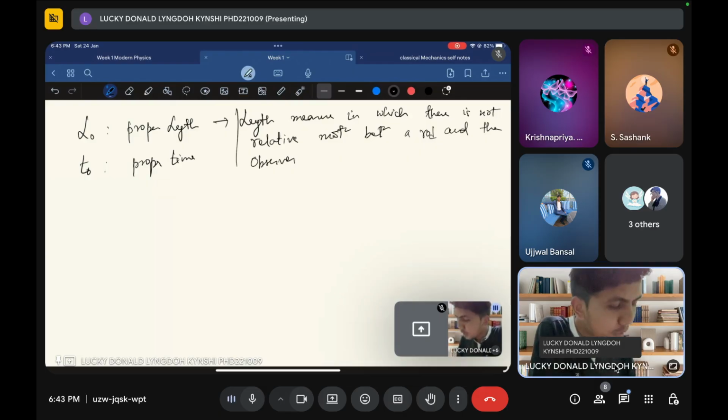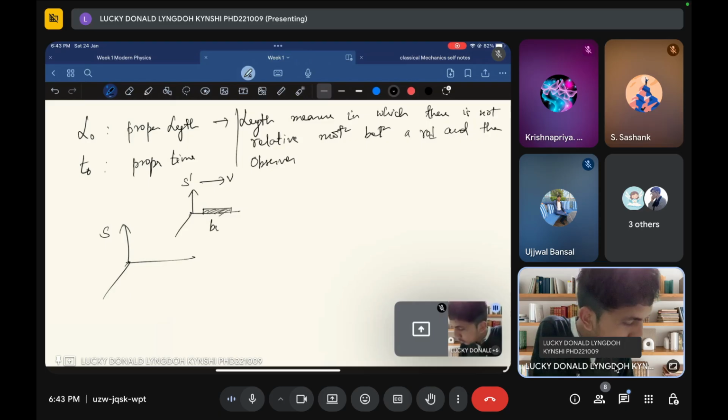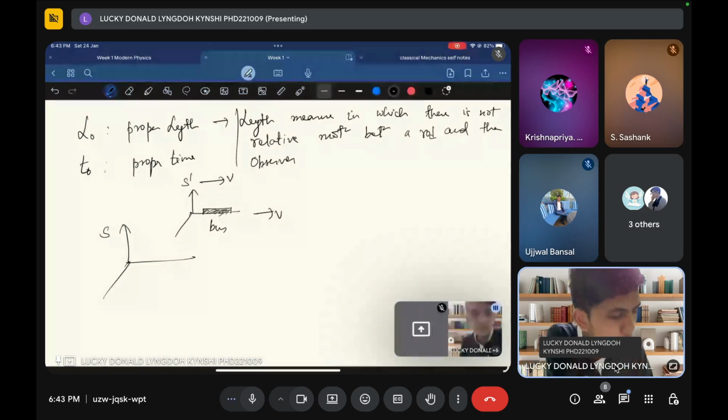What I mean by this is that, let's say you have your S frame here and the S prime frame here, and this S prime is moving at velocity v. If you have a bus moving at velocity v and you put a rod inside the bus, and you measure the length of the rod, it will always be L naught, because there is no relative motion between you and the rod. Whatever you measure is the same L naught.